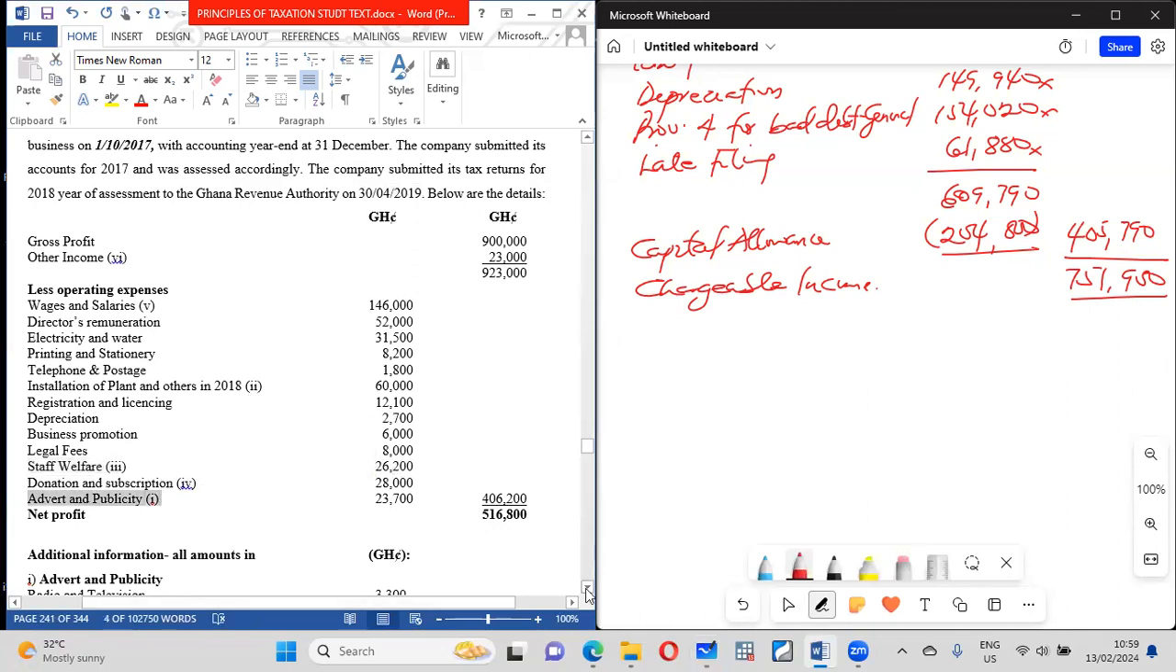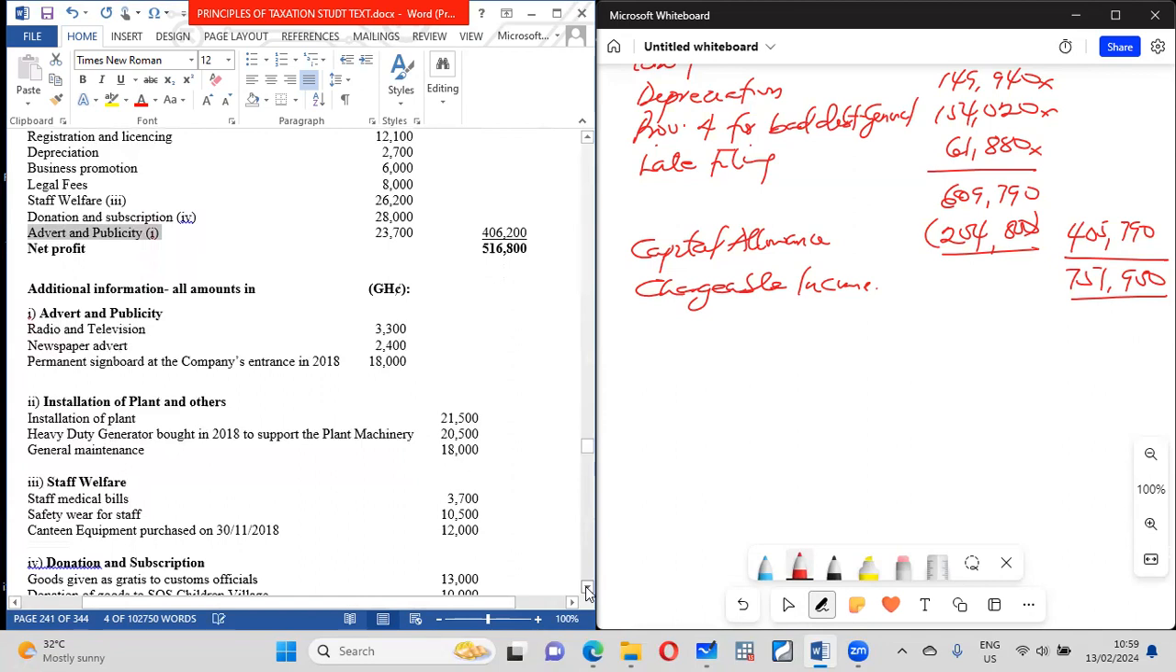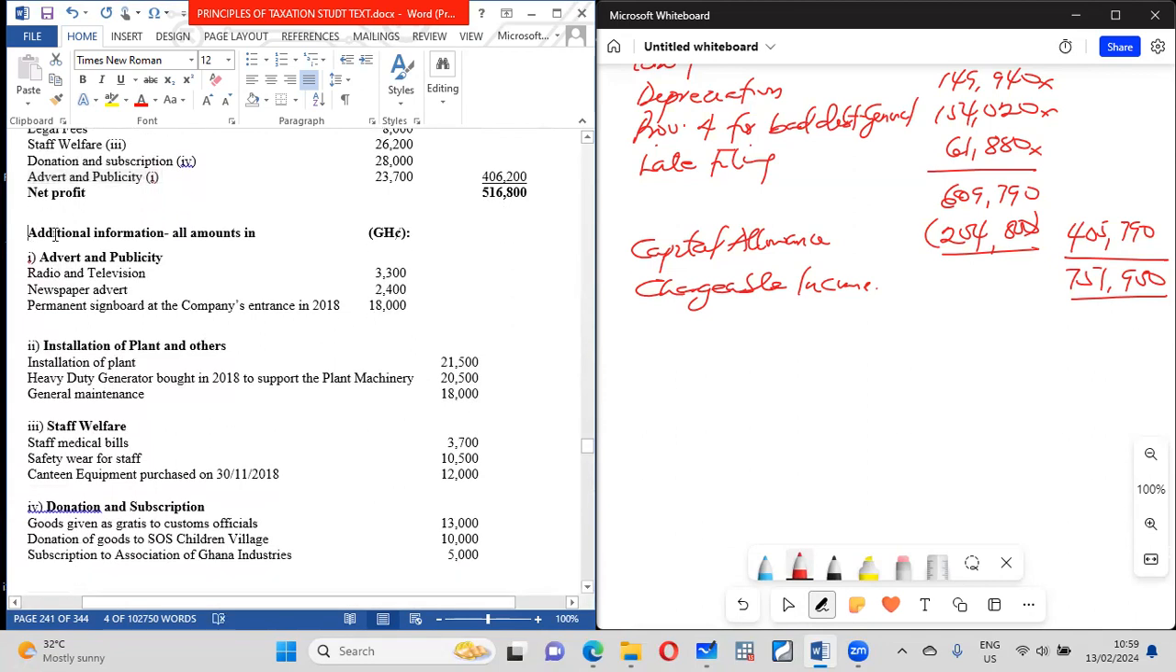The advert and publicity, the advert, normally we have something we call a neon signboard. There is additional information about the advert and publicity. So you are doing the publicity for the business. You did radio, you did news adverts, then a permanent signboard at the company's entrance. This signboard will be there for more than a year, so this one will go for a capital allowance. Take note of that. Let's just note that one down.